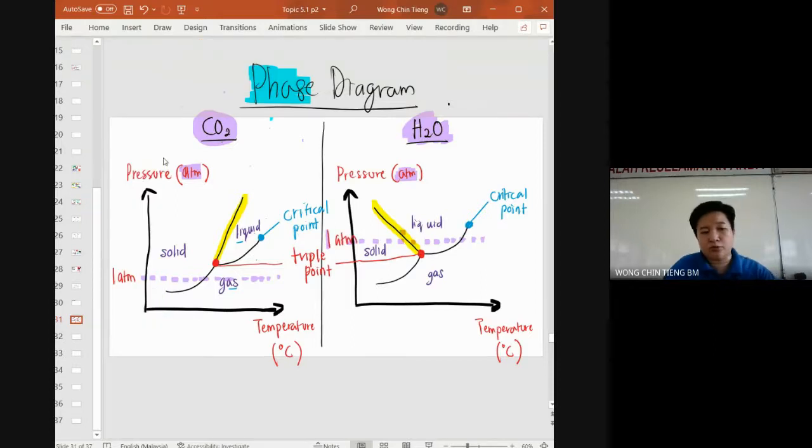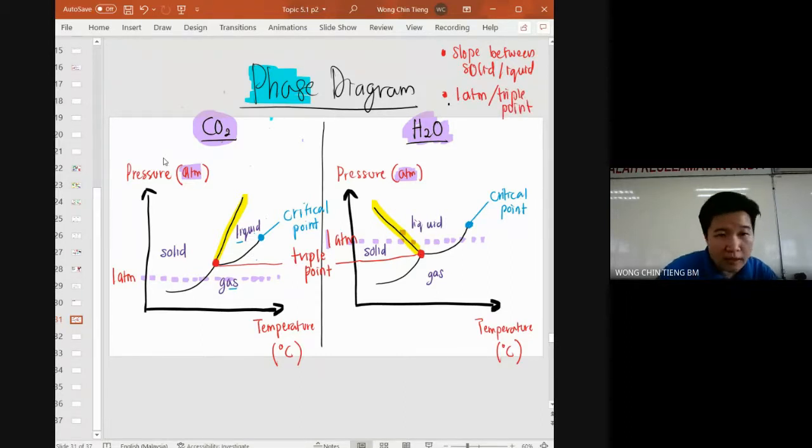That is the two differences. Alright? The main difference is the line or the slope between solid and liquid. Alright? That is the first difference. The second is the position of one ATM and your triple point. One ATM must be higher or lower in which condition? Okay, selesai setakat ni?